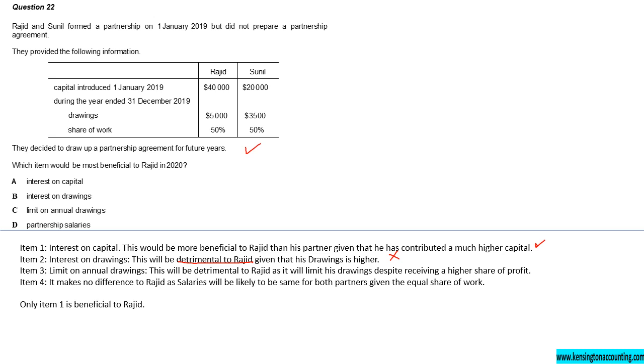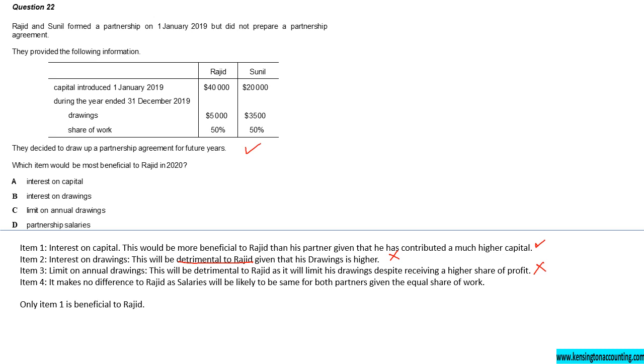Item number 3, putting a limit on annual drawings. This also will not be to the benefit of Rajit because he will receive a higher interest on capital. Putting a limit on annual drawings can limit the amount of drawings to which he is eligible, but that limit will prevent him drawing his share of profit each year. Therefore, that's also no good to Rajit.